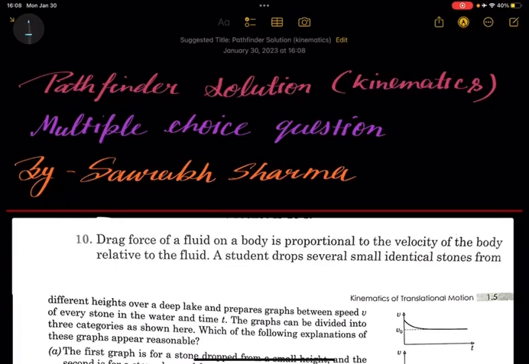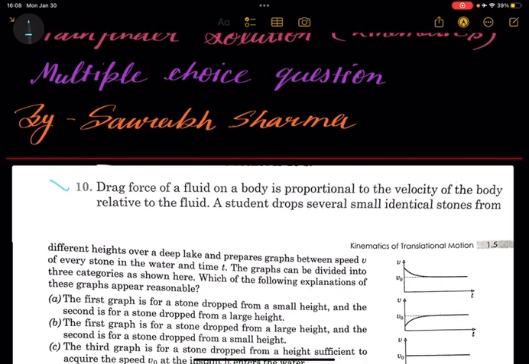I am coming with a new question, which is a wonderful question in this book. The question is number 10. This question gives the idea about the drag force on a body in a fluid, that is, the drag force applied by the fluid on a particular body. So, what is the question?